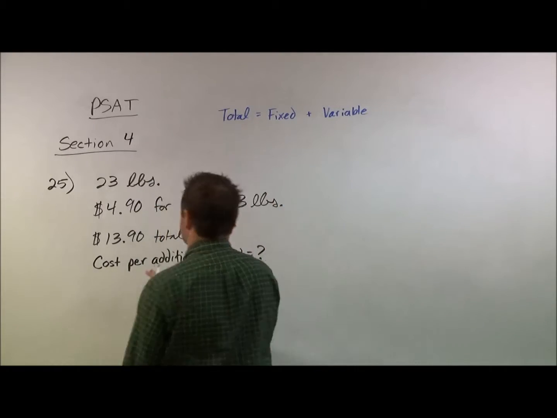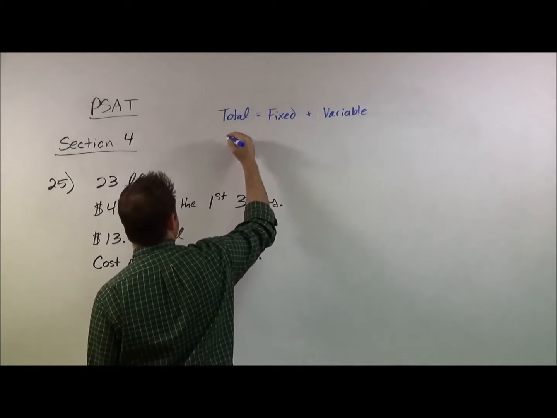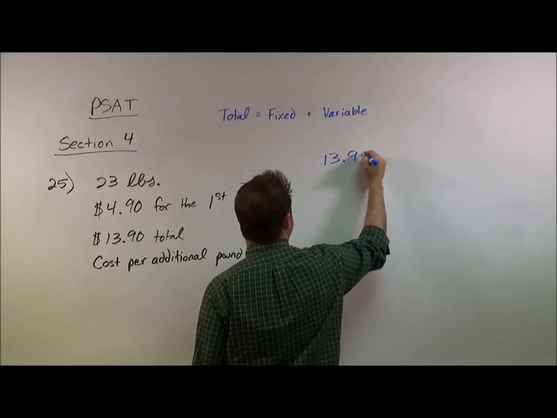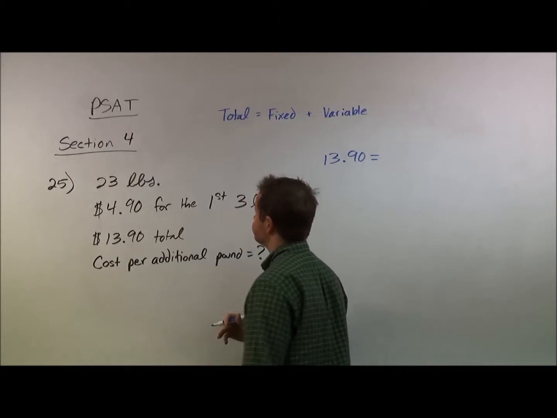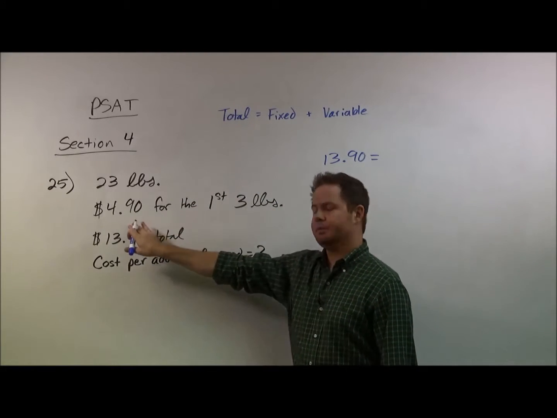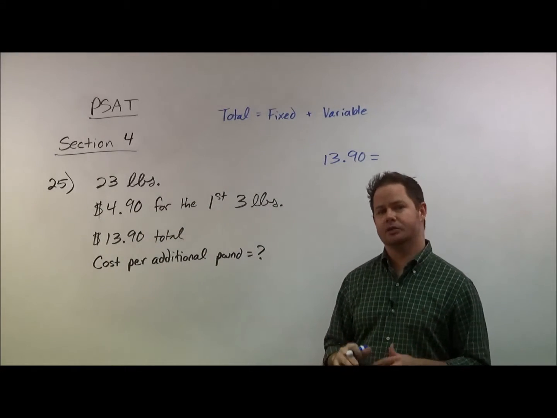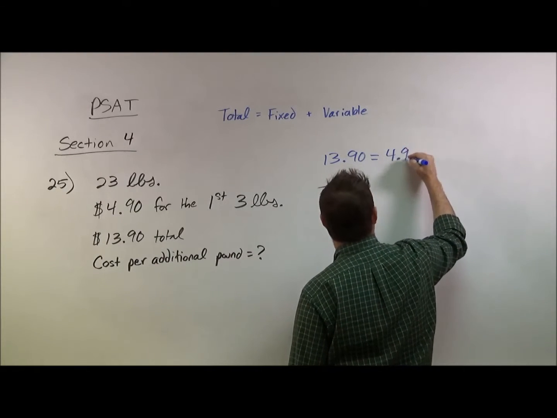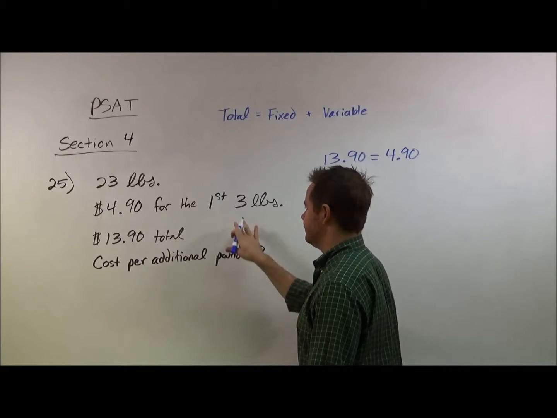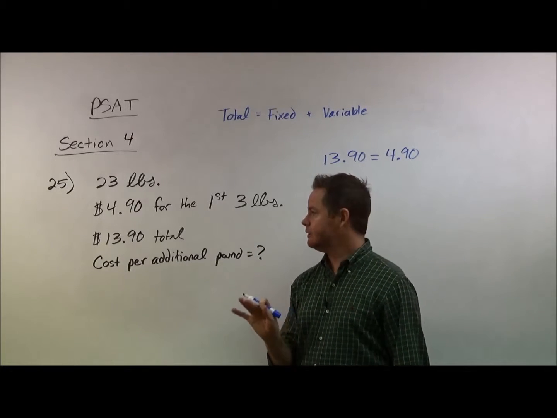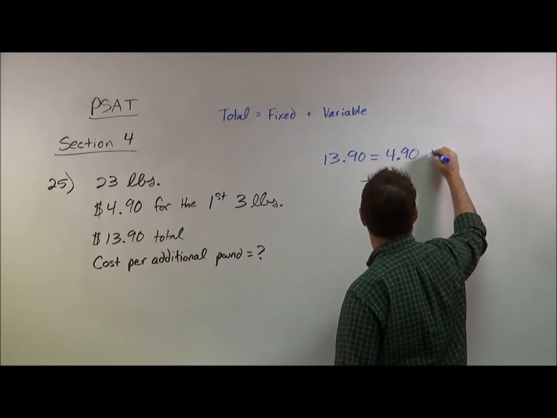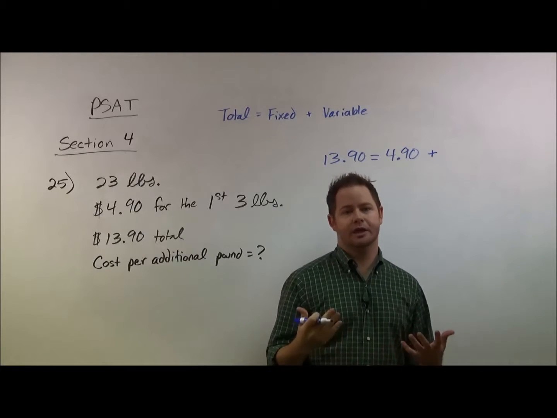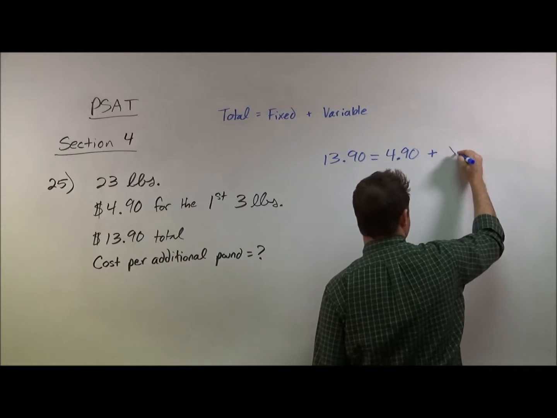The total cost we already said was $13.90, so we're going to fill that in. I'm going to move it over here so I have a little room, but $13.90 is going to be equal to, so our fixed cost, we're paying $4.90 for those first 3 pounds no matter what. So we have to pay $4.90. That covers the first 3 pounds. Now here's where we need to make sure that we're careful. The additional cost, for right now we can call it x. We don't know what that additional cost per pound is.